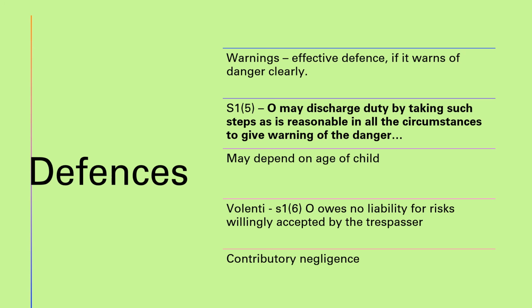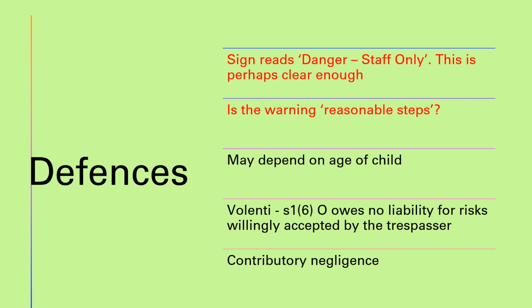Well, the warning sign is an effective defence if it warns clearly. Now the sign reads danger, staff only. Perhaps this is clear enough. But we've said about warnings that you might need to take other steps as well. In this case, we might need to lock the door too. That would be an easy thing to do. Indeed, is the warning reasonable steps? Well, that's what we said. Maybe not. It also might depend on the age of a child.